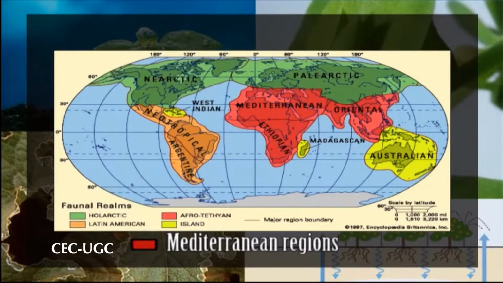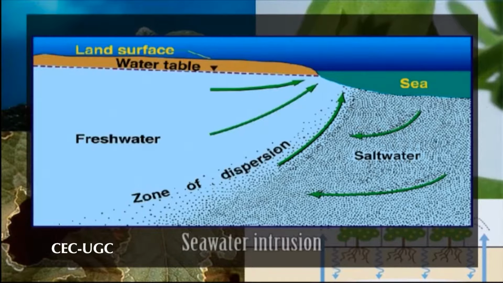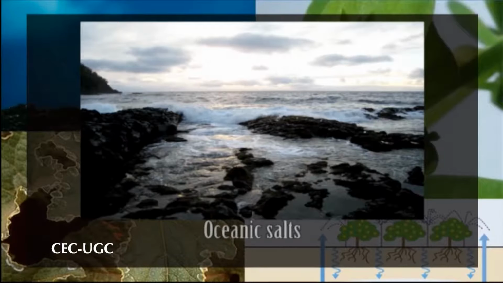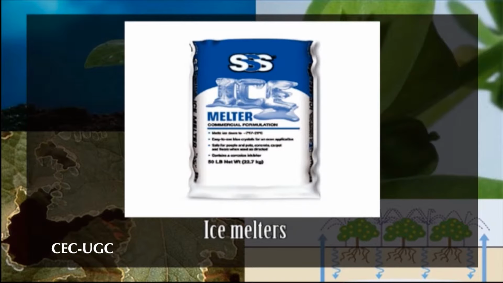Mediterranean regions are currently experiencing increasing salt stress problems resulting from seawater intrusion into aquifers and irrigation with brackish water. An important cause of salinity in the Australian continent is the deposition of oceanic salts carried in wind and rain. An additional important source of salts in many landscape soils comes from ice melters used on roads and sidewalks. The addition of virtually any soluble material will increase soil salinity.